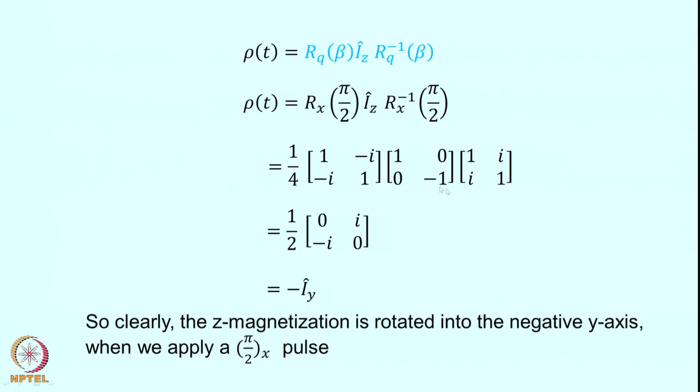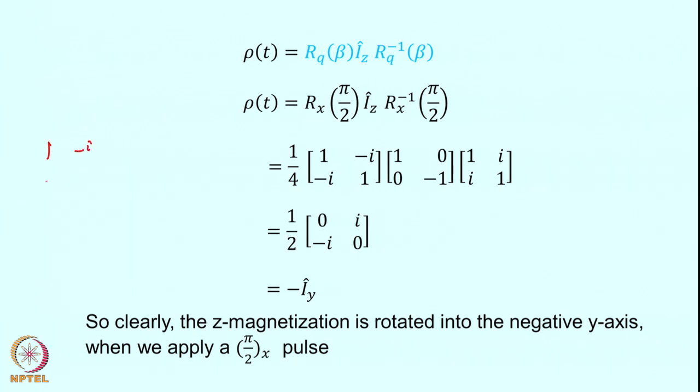How do I say this? Because now you see, if you multiply this matrix with this matrix, you will get 1. So if you take this product, 1 times 1 here, this gives me 1, and minus i squared, so minus i squared is 1. Therefore 1 plus 1 gives me 2. We can actually do that.